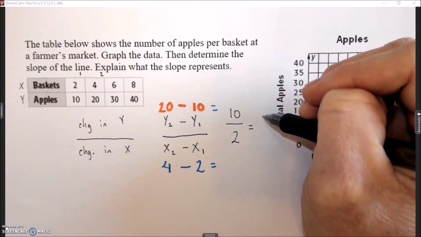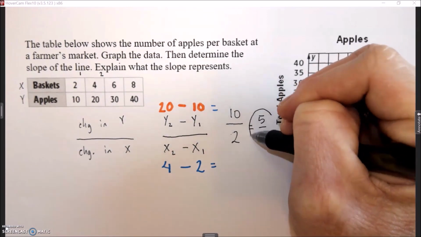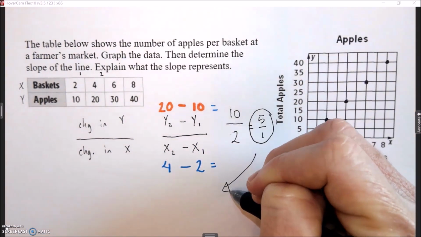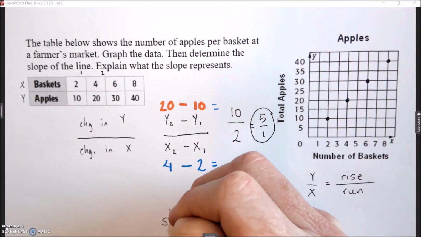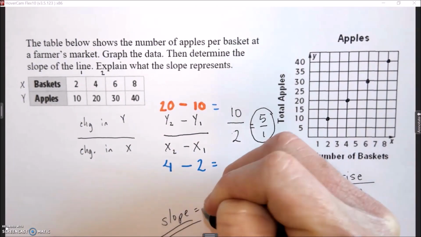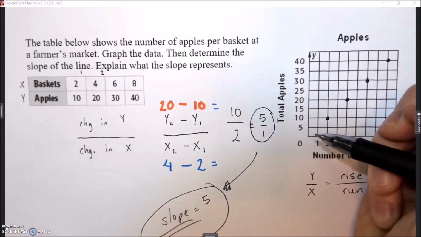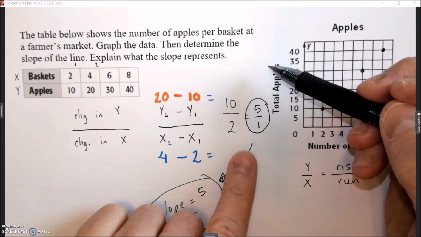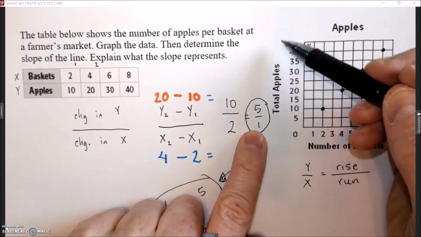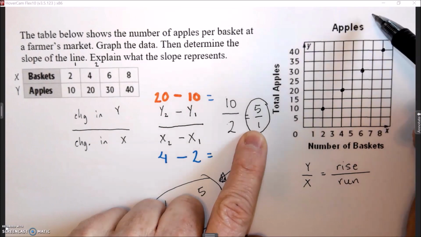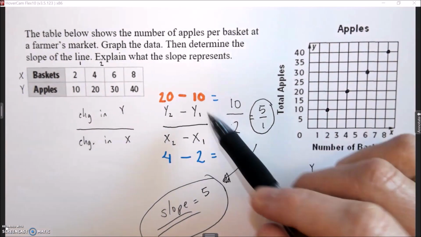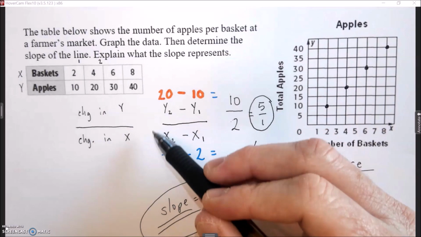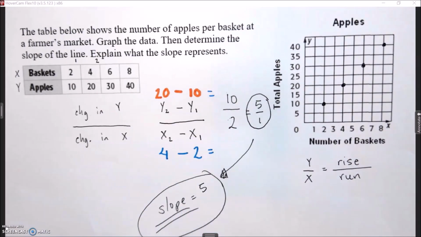10 over 2 simplifies to 5 over 1. This is our slope. Now we say slope equals 5, or again 5 over 1. The change in y is you go up 5, and the change in x is over 1: up 5 over 1, up 5 over 1, up 5 over 1. We just did all that by using this table and this crazy little formula right here. I'm just trying to show you multiple ways to determine the slope of a line.